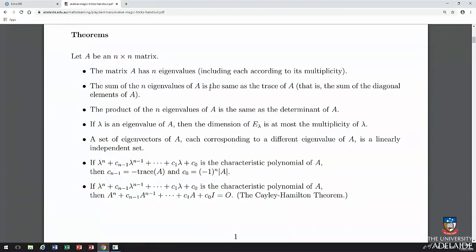And Hamilton is the guy who invented quaternions, which are the 4-dimensional version of the complex numbers. And that is ultimately the reason that we have multivariable calculus. So there you go.